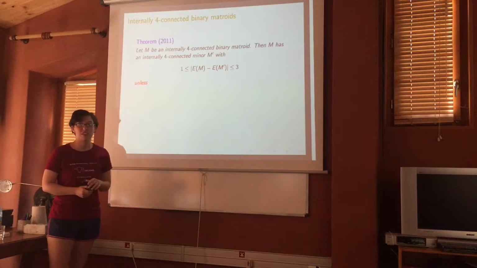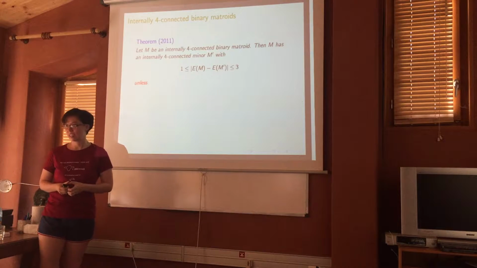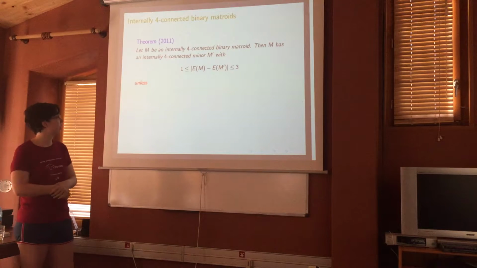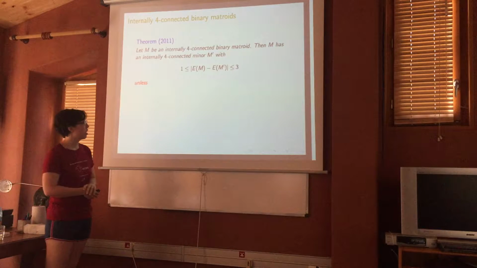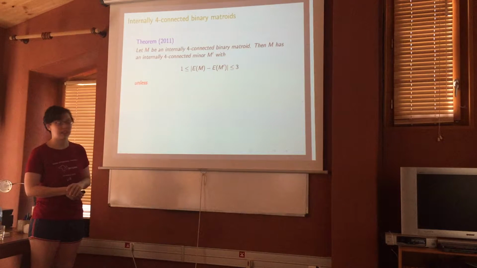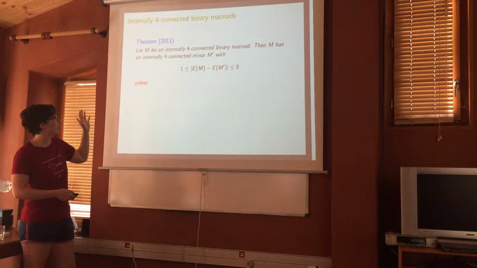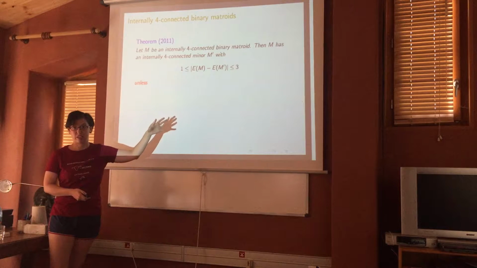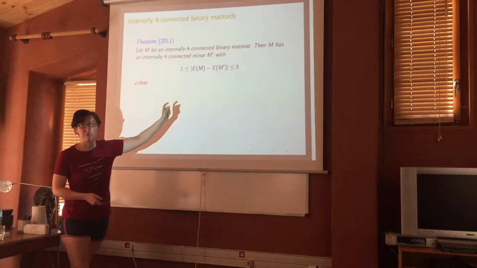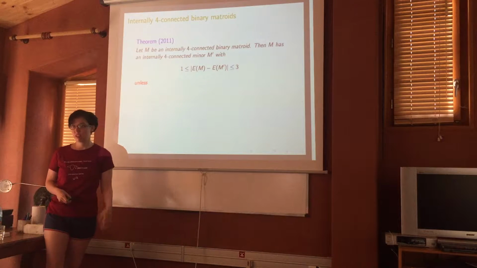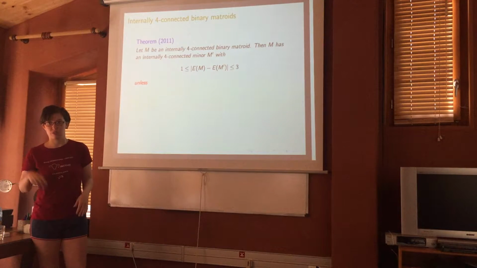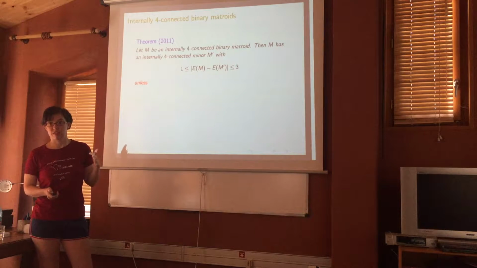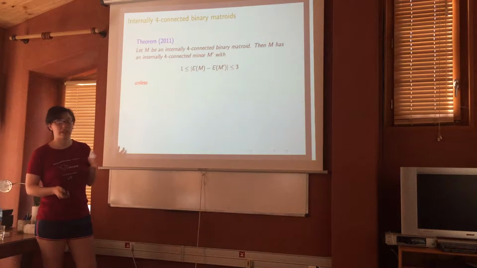So we showed in 2011 that you can get a chain theorem for internally 4-connected binary matroids. This has a corollary for graphs. The bound is not as nice as the bound for 3-connected; as you would expect, it gets a little bit messy. If you have an internally 4-connected binary matroid, then it's got an internally 4-connected minor that's at most 3 elements away. So maybe you do 2 contractions, or a deletion and 2 contractions, and that's all you need to do in order to get an internally 4-connected minor.